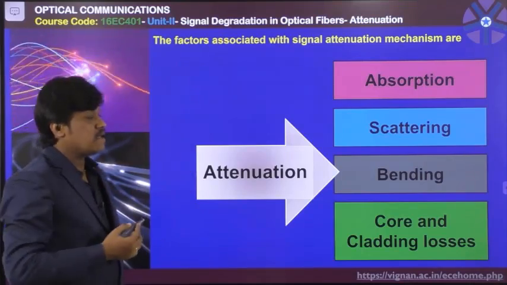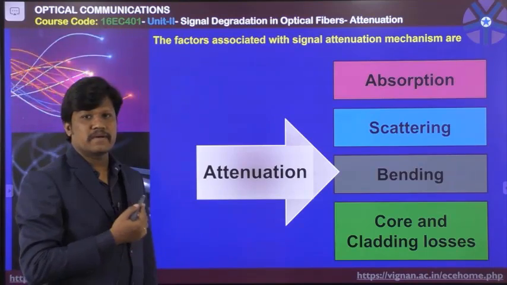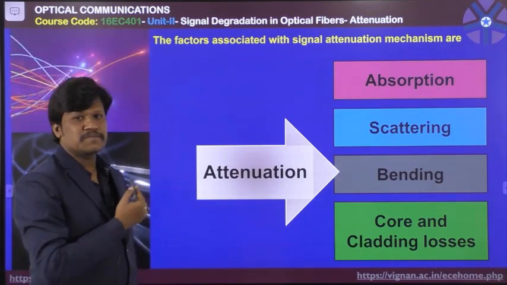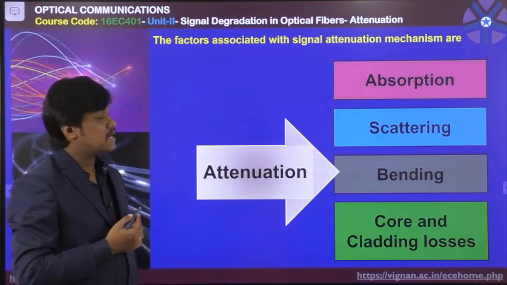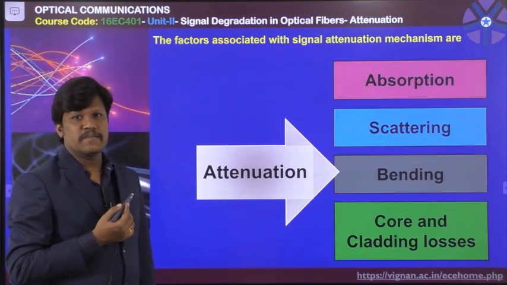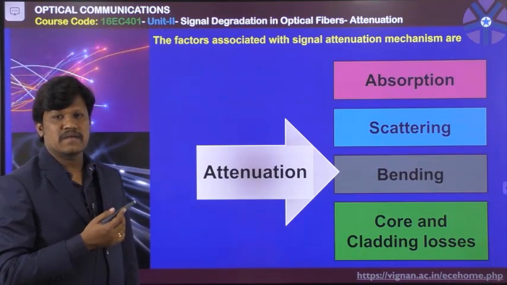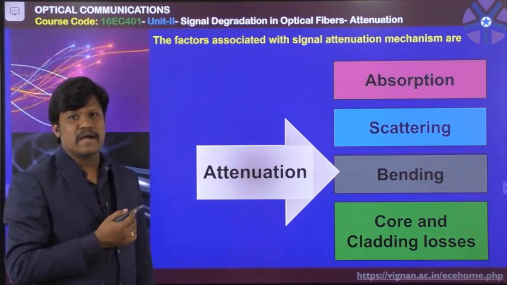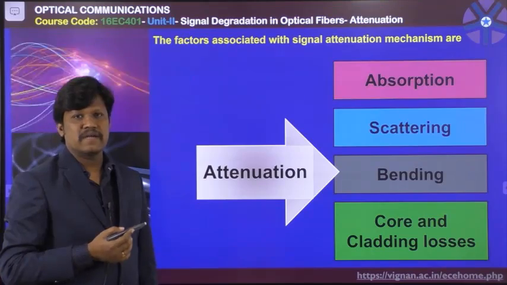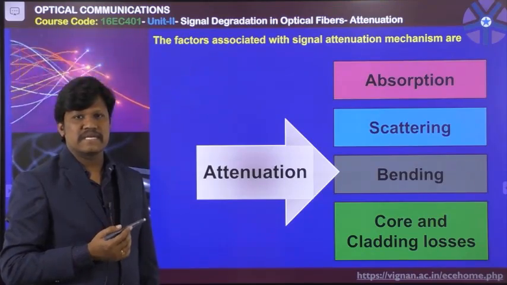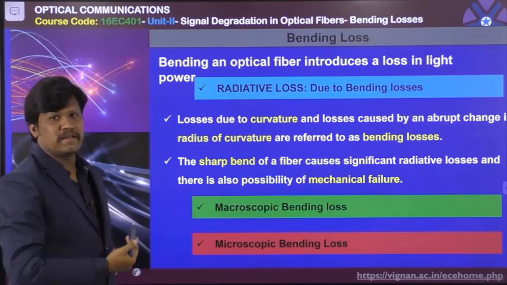We have already seen absorption and scattering in our previous sessions. Absorption is due to fiber material and scattering is due to structural imperfections. So now we will see bending, which leads to the bending losses, or the losses which lead to attenuation. Consequently, attenuation leads to signal degradation. Now we will see bending losses.